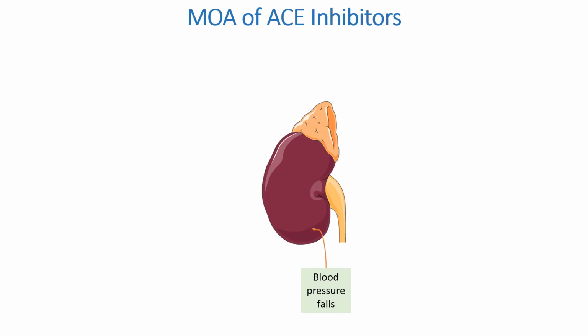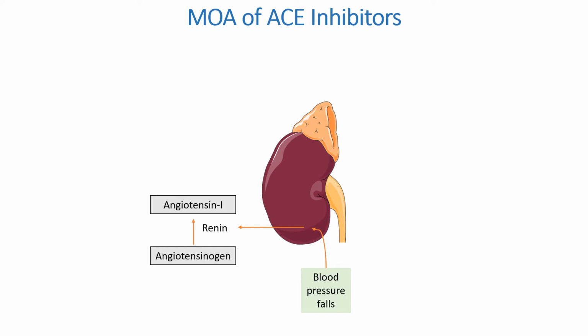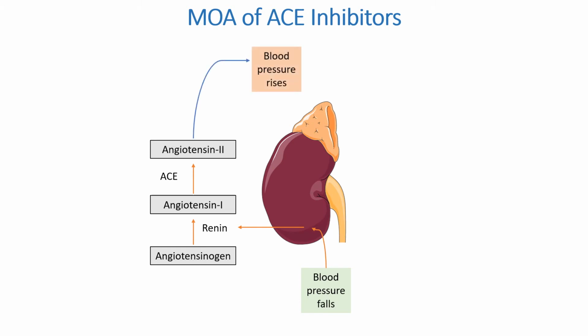So when the blood pressure falls, the kidney releases renin into the bloodstream. This renin converts angiotensinogen to angiotensin 1. This angiotensin 1 is relatively inactive, which is then, in the presence of ACE, that is angiotensin converting enzyme, converted into angiotensin 2. This angiotensin 2 increases the blood pressure. So how does it increase the blood pressure? Actually, this angiotensin 2 acts directly on blood vessels, causing vasoconstriction, and due to vasoconstriction the blood pressure increases.